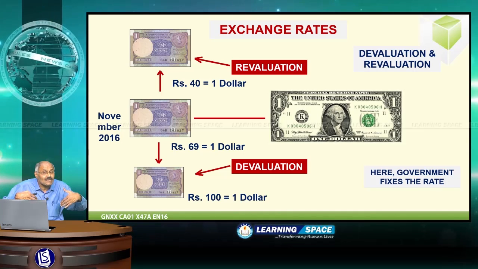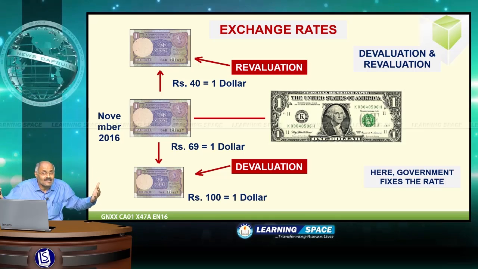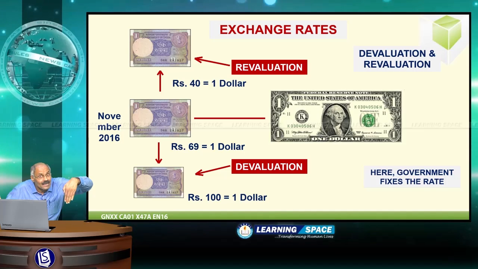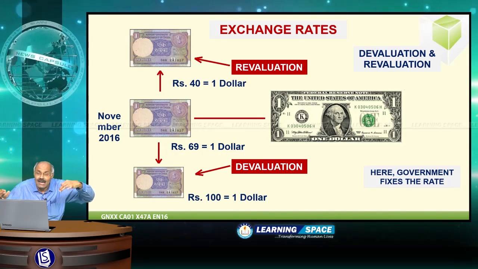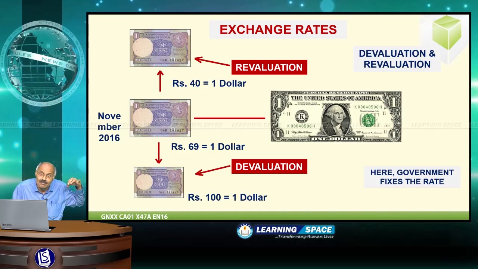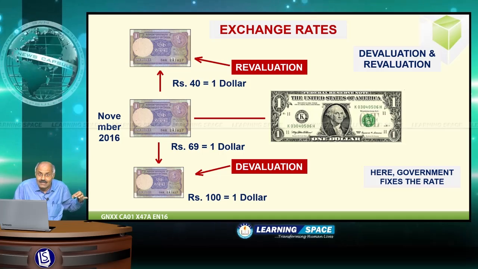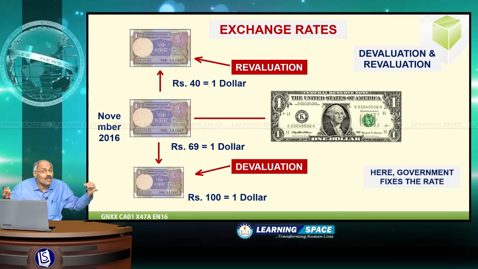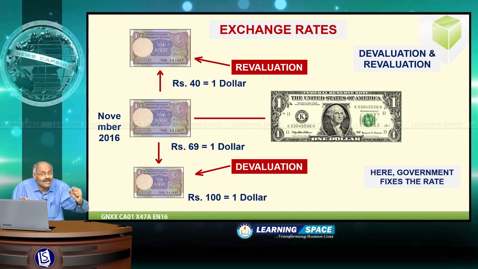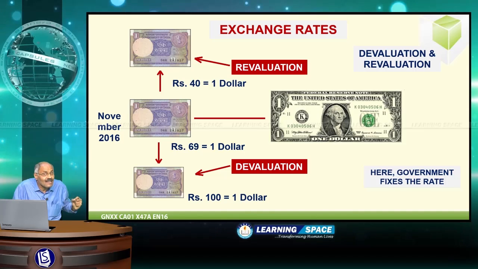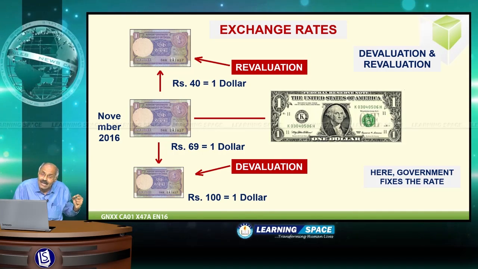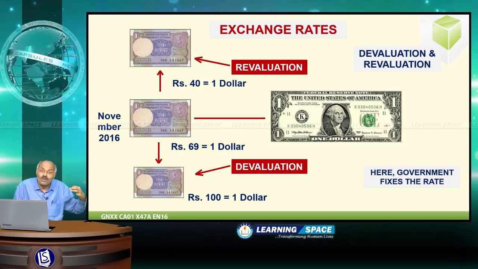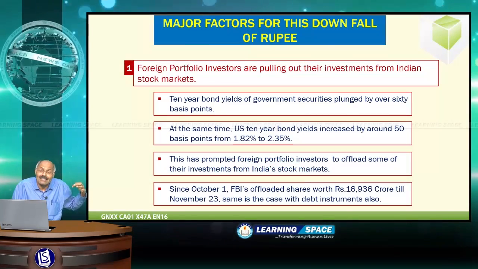In our country, it is almost left to the market forces, but rarely Reserve Bank of India intervenes. That's why our exchange rate system is known as managed float. So if someone talks about our exchange rate system, it is more or less left to the market forces, but rarely Reserve Bank of India intervenes as and when there is requirement. That's why it is called a managed float. Having learned all these things, let us look at what are the reasons for depreciation of rupee in recent times.